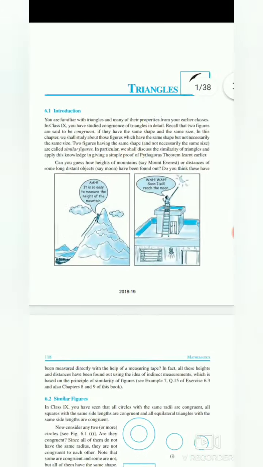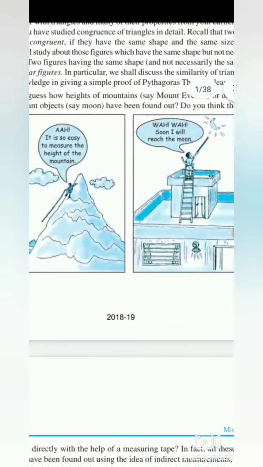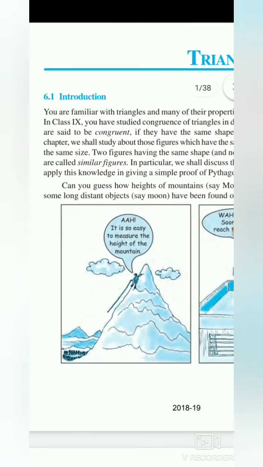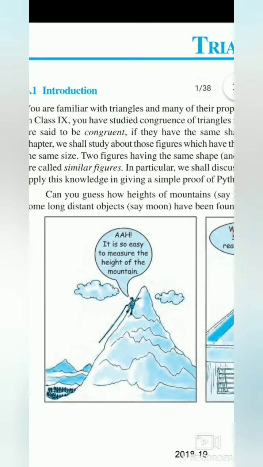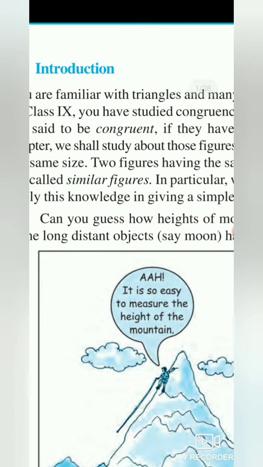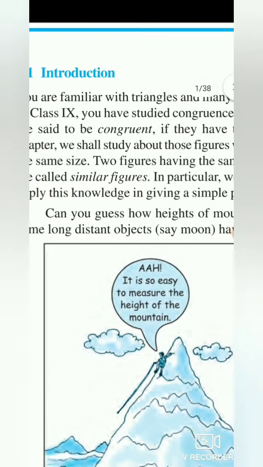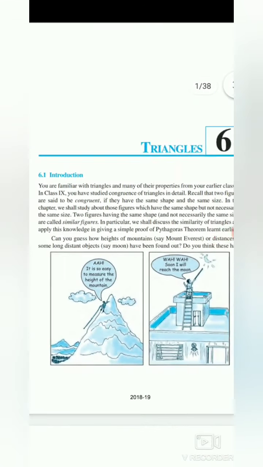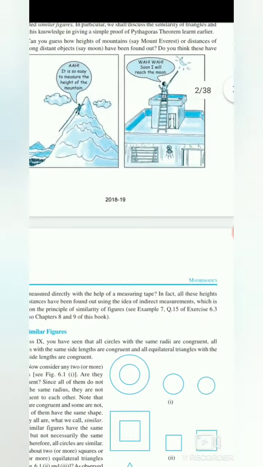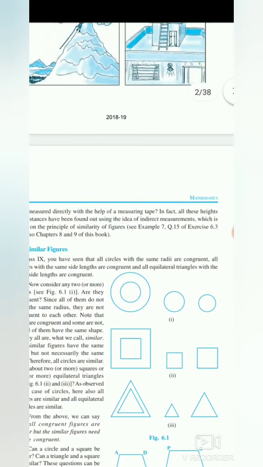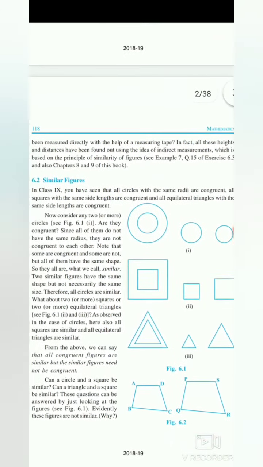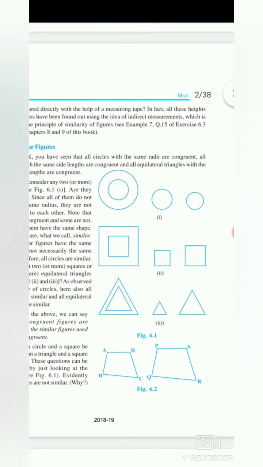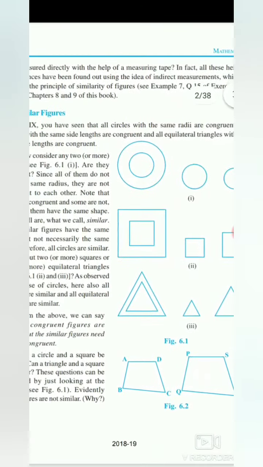This chapter is much easier, as you can see that in this they told us that we have to prove similarity of figures. We do not have to prove congruency. So how will we do this similarity? As we are referring to our textbook, page number 118, here we can see some similar figures.